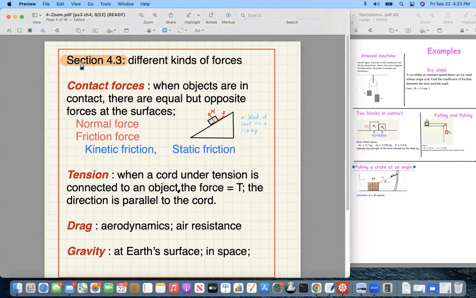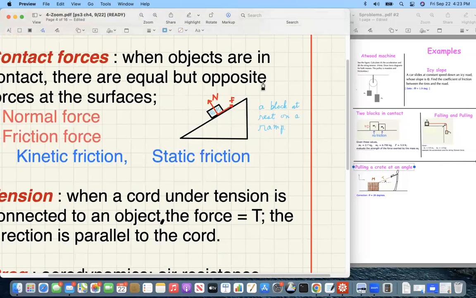Now, section 3 describes different kinds of forces. For example, there are contact forces. When objects are in contact, there are equal but opposite forces at the surfaces. So here's an example. A block is resting on a ramp. Let's say it's not moving, it's just sitting there at rest on the ramp. You can picture that.